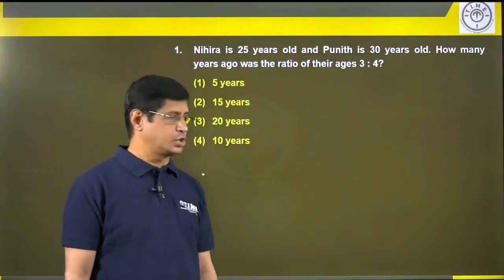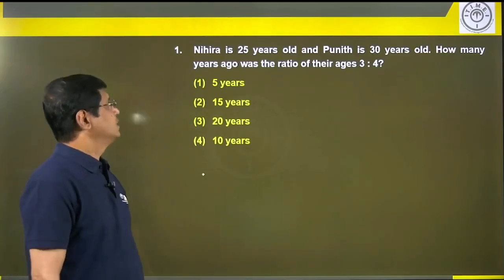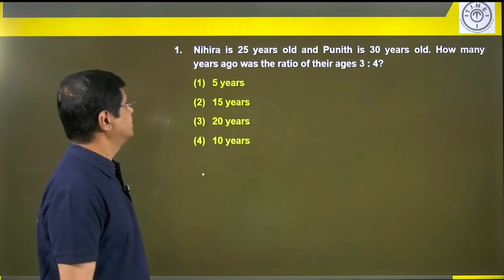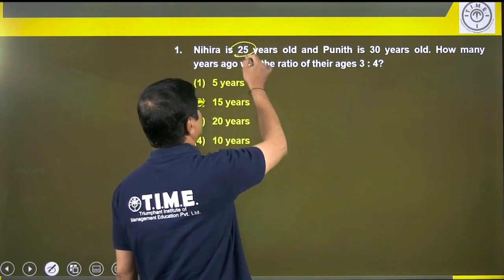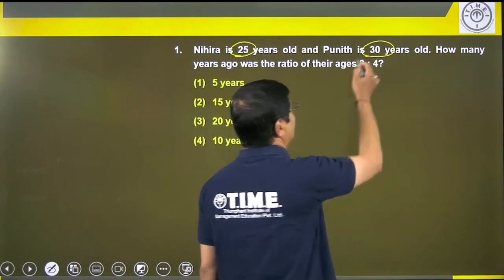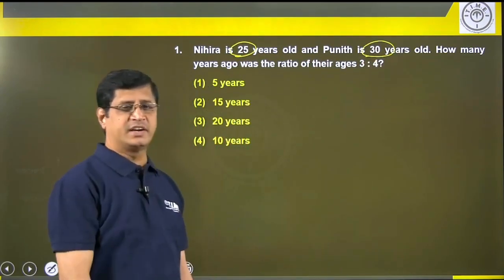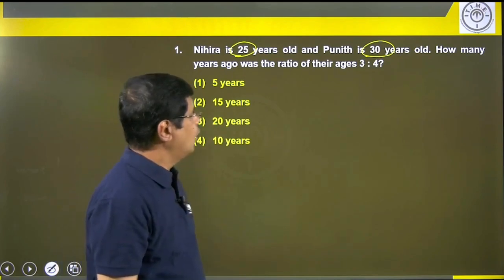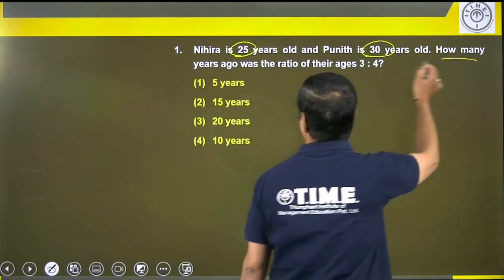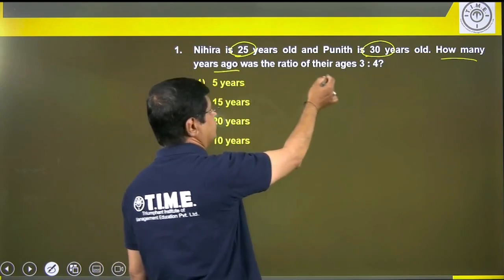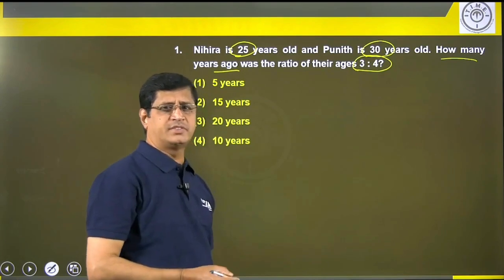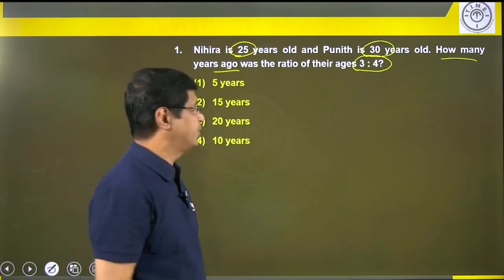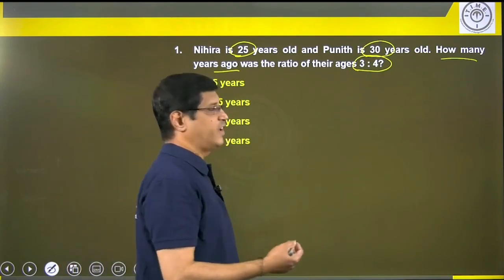Now look at the first question on your screen. Nihira is 25 years old and Puneet is 30 years old. The ages of Nihira and Puneet are 25 and 30 respectively. How many years ago was the ratio of their ages 3:4? How many years ago means we need to find out. So I am assuming here the number of years as k.